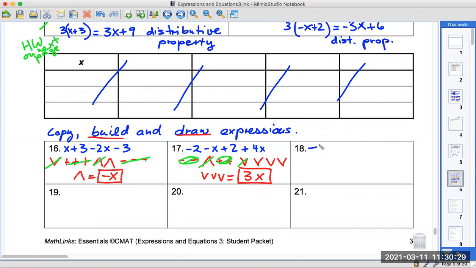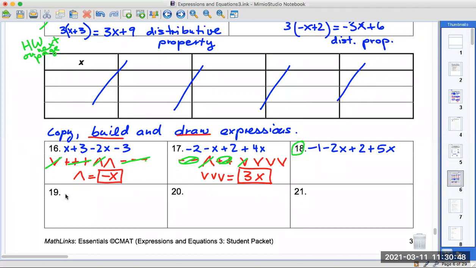Okay, one more. -1 minus 2x plus 2 plus 5x. Let's do this one for homework. So I'm going to have you figure that one out.